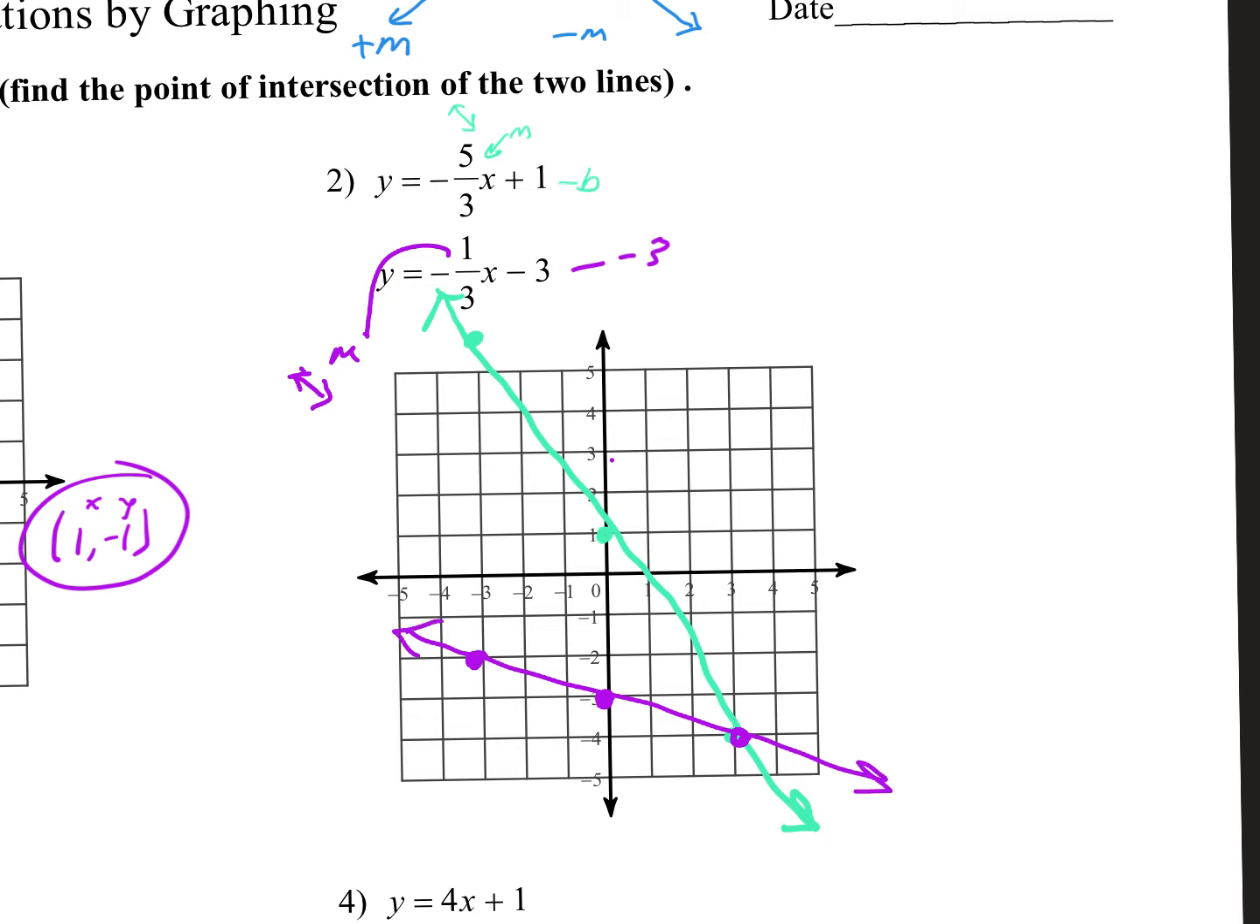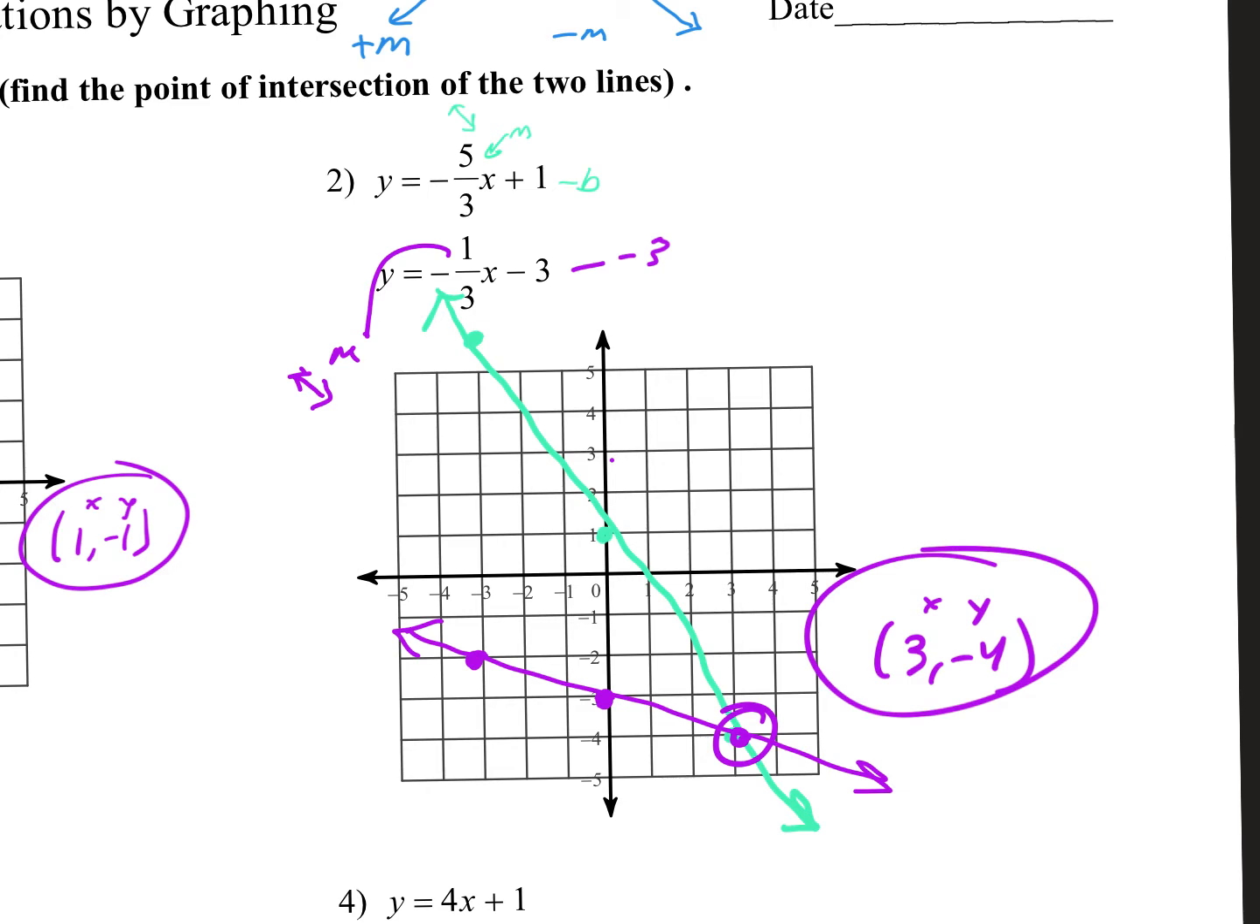Is there a solution to this system of equations? Is there a point where they intersect? Yes. What is that point? 3, -4. Now, a very common mistake. All right, I'm going to try and point this stuff out to you. Very easily, you guys could have put -4, 3. Just because you're not paying attention.